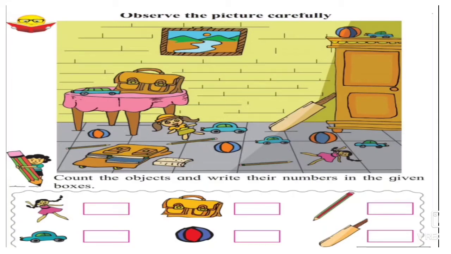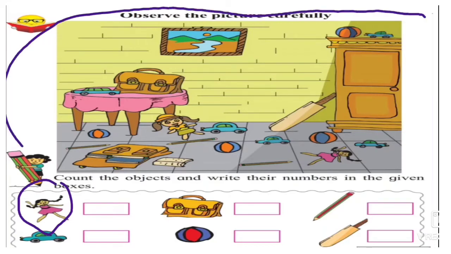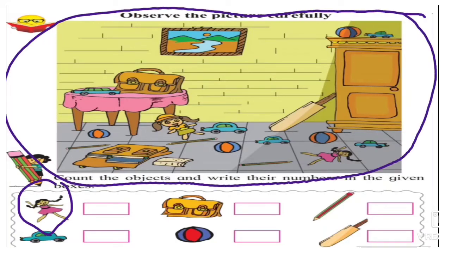What things are in this picture? And what do you have to do? You have to count the objects and write their numbers in the given boxes. Are you ready to count the pictures? Let's count. See the first picture. What is this? This is a doll. In this given picture, how many dolls are there?